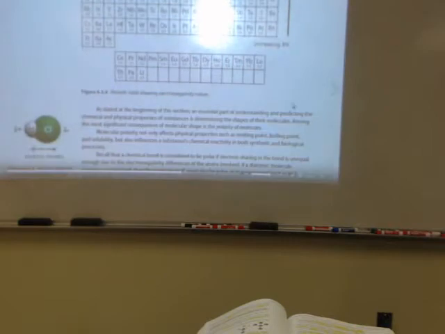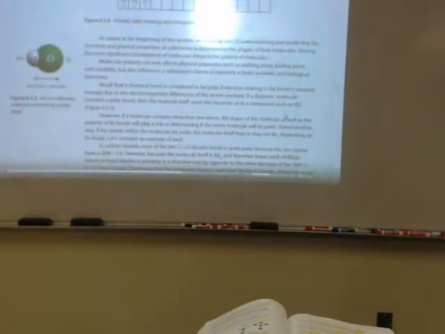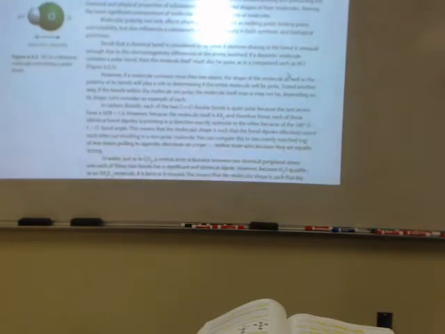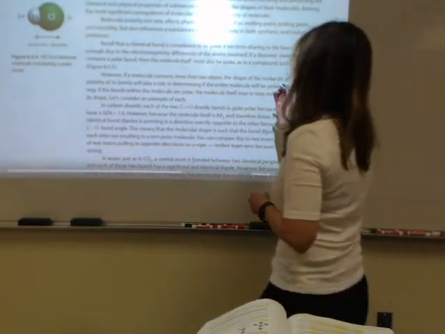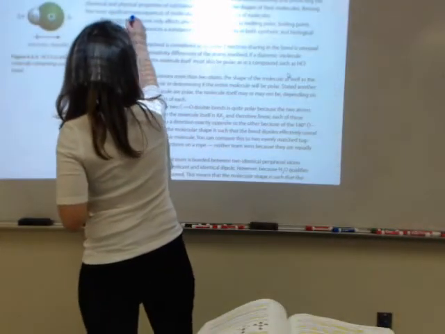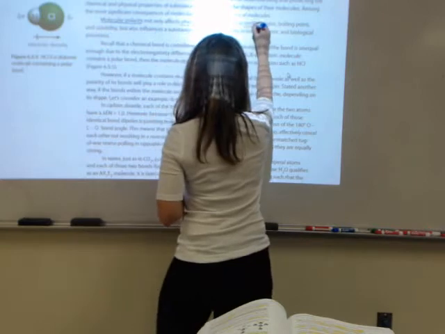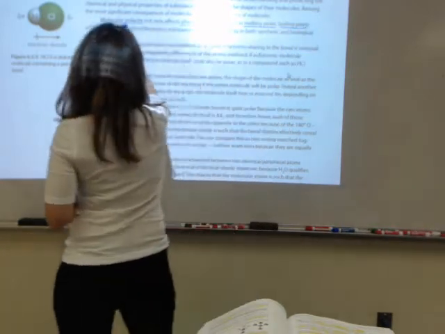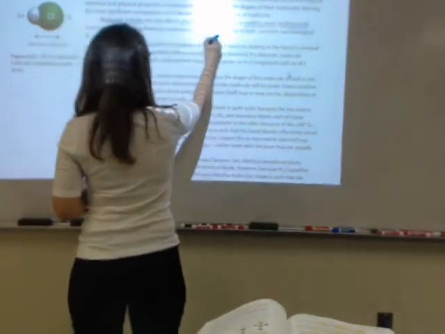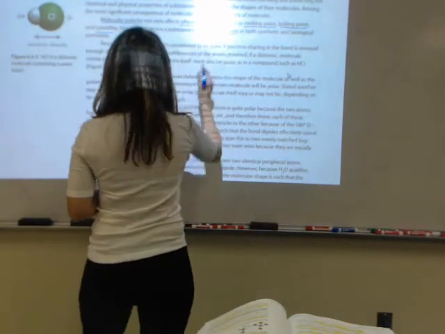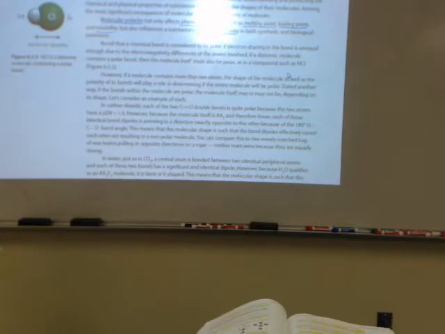So what does that mean? If you have a polar molecule, it affects physical properties like the melting point, the boiling point, the solubility, and it can also influence how reactive something is. So remember that if you have a bond that is polar, that means that it has unequal sharing of electrons, which is caused by a difference in electronegativity.